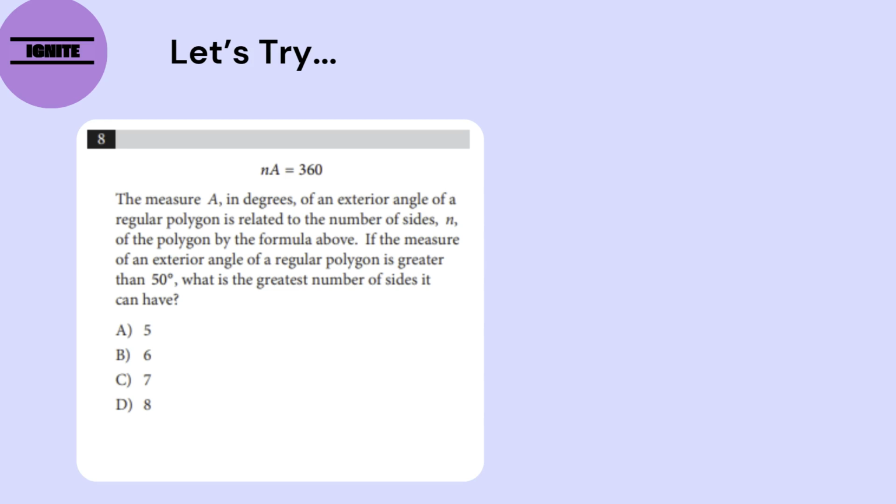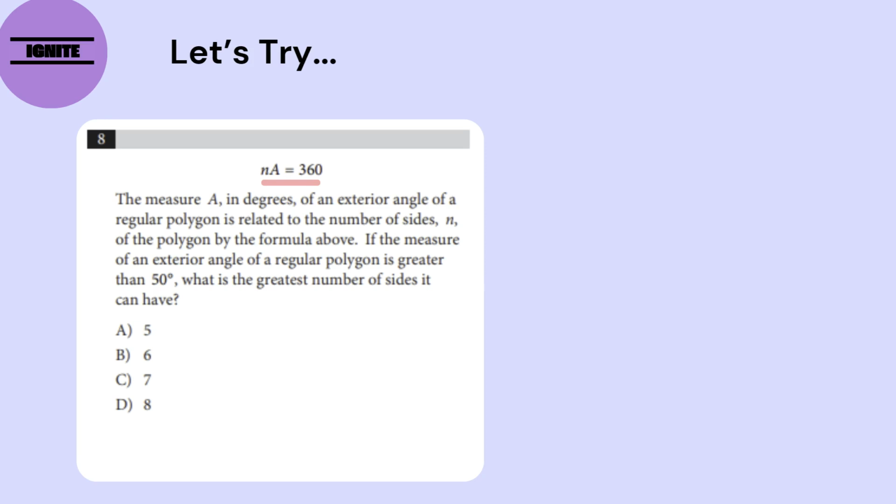Let's start with A. The measure A in degrees of an exterior angle of a regular polygon is related to the number of sides n of the polygon by the formula above. If the measure of an exterior angle of a regular polygon is greater than 50 degrees, what is the greatest number of sides it can have? Now, let's dissect this question.